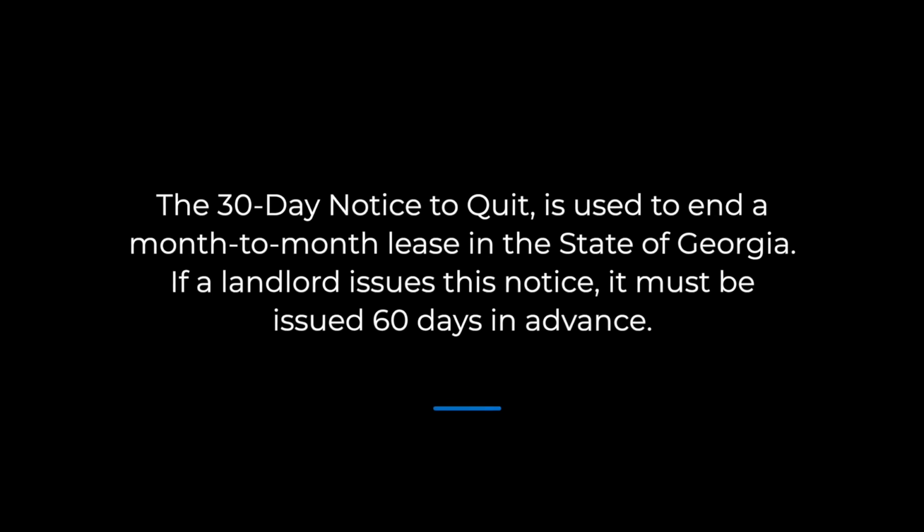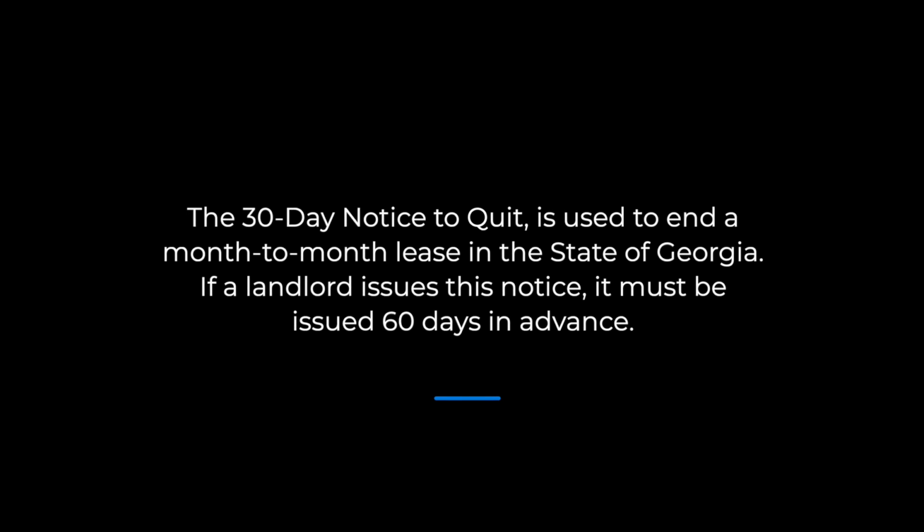Another form, called a 30-day notice to quit, is used to end a month-to-month lease in the state of Georgia. If a landlord issues this notice, it must be issued 60 days in advance. If a tenant is not choosing to renew a month-to-month tenancy in Georgia, notice can be given 30 days in advance. This form does not have to be associated with a lease violation.